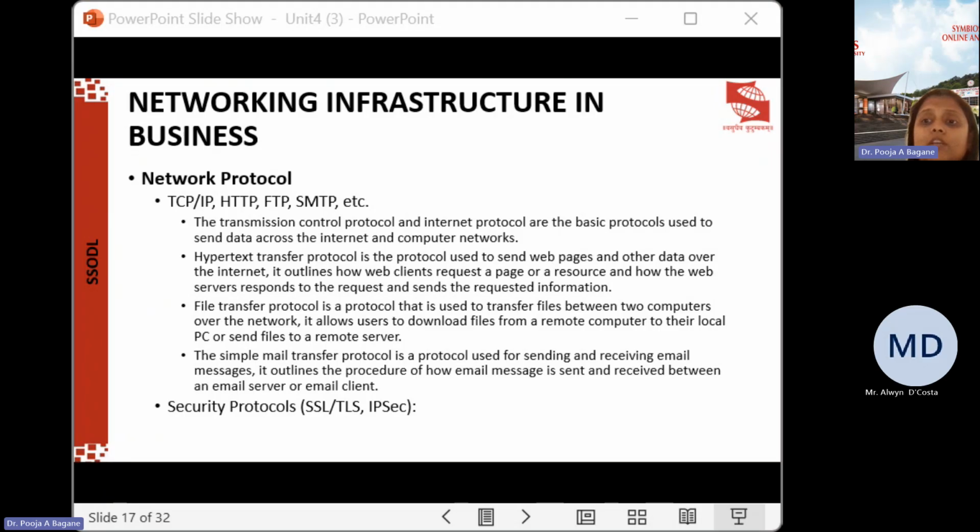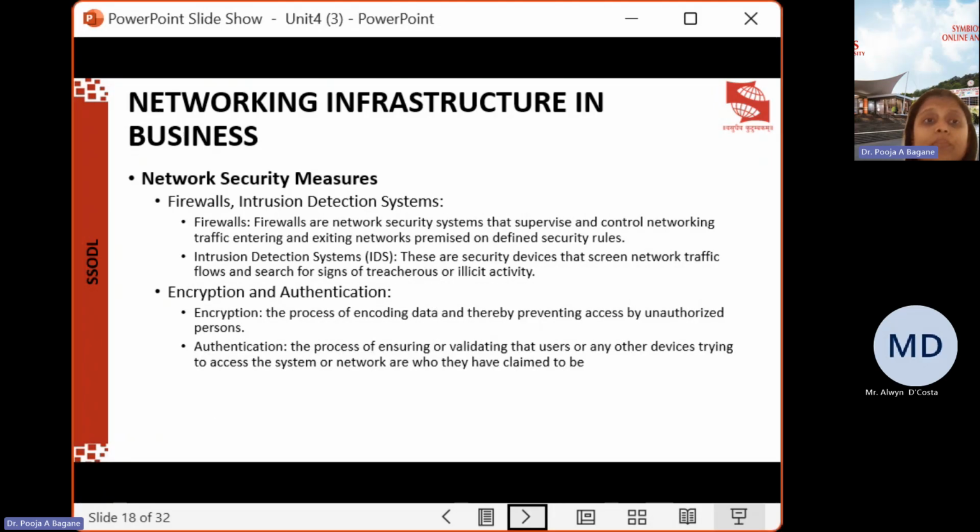Then there are network security measures. For network security, many other things are also provided, like firewalls, intrusion detection systems, encryption, and authentication. We are going to discuss those now.